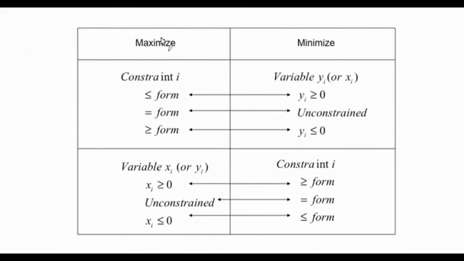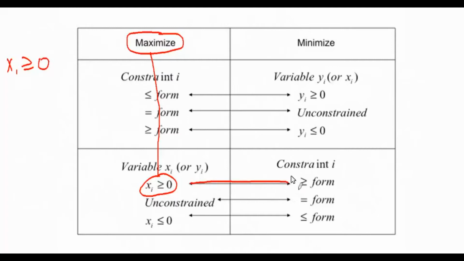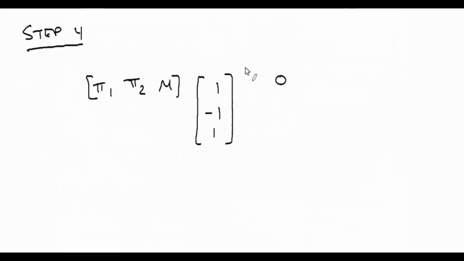So recall that the primal we're working with is a maximization problem. The sign restriction on x sub 1 is greater than or equal to 0. That is going to drive our inequality on the first dual constraint. So let's look down at this maximization column to the sign restriction here of greater than or equal to 0. Go over to the right, and we get that the constraint is in the form of greater than or equal to. Consequently, we have greater than or equal to as the inequality for the first dual constraint.